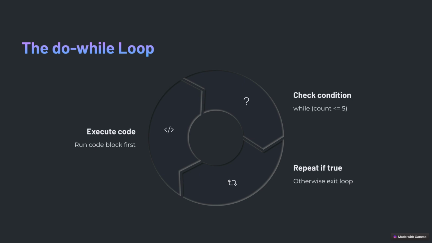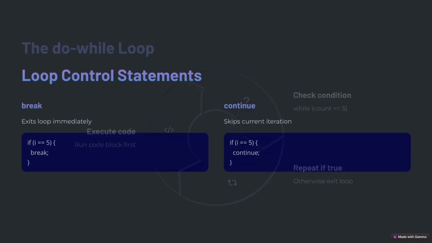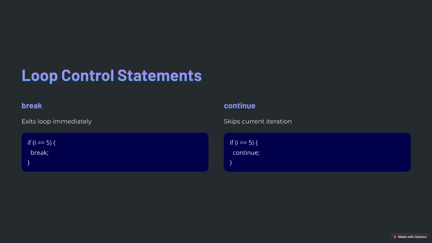Sometimes, you may want to stop a loop early or skip certain iterations. Let's look at 2 important loop control statements. 1. break exits the loop immediately. 2. continue skips the current iteration and moves to the next one. In this example, the loop stops completely when i reaches 5. Here, the loop skips printing 5, but continues with the rest of the numbers.